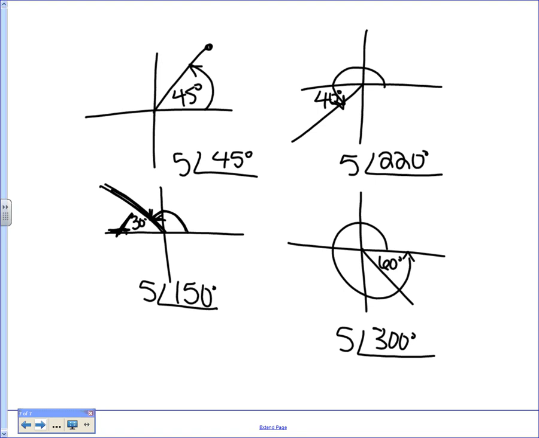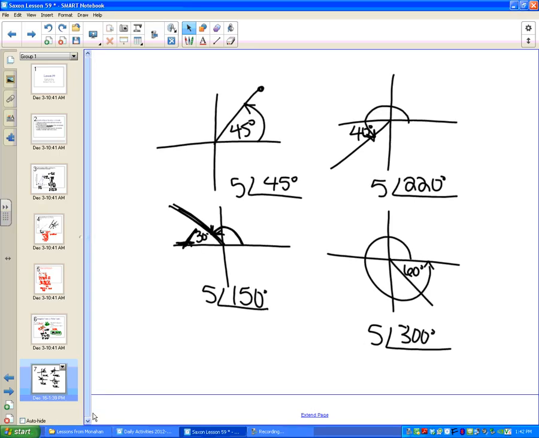Okay. Go ahead and clear your desk for your test corrections.